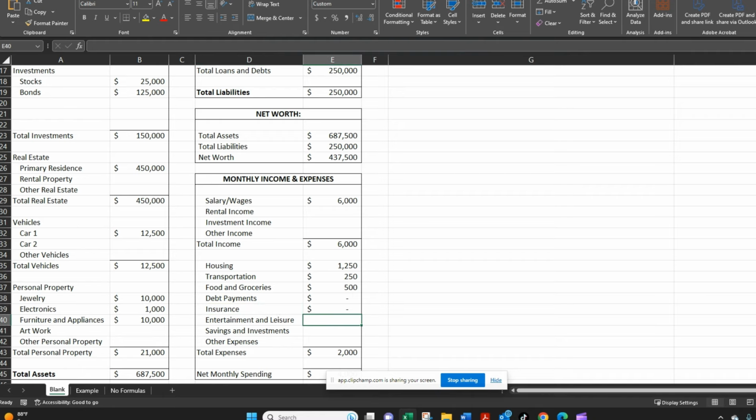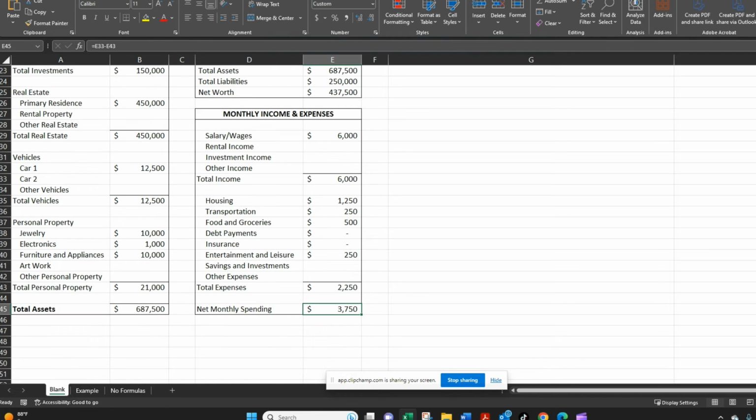Entertainment and leisure. This is the fun stuff. Savings and investments. I like to always make sure that this is 0, doing a 0-based budget, but I'm going to go to other expenses first. Which would say my savings and investments would be that.